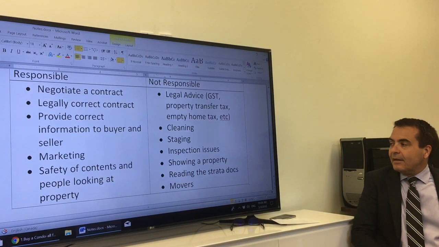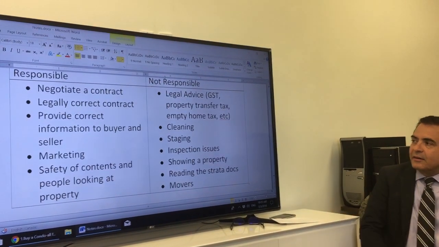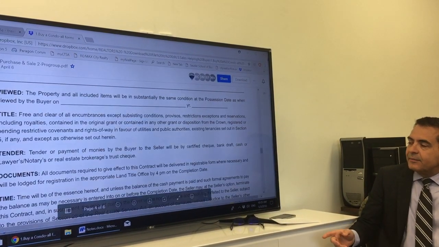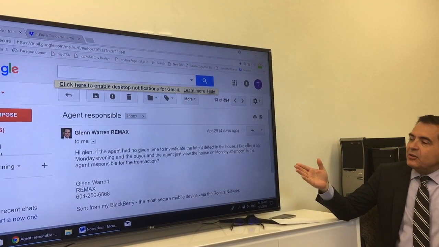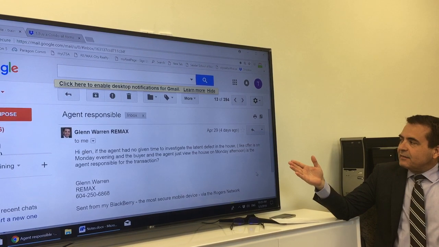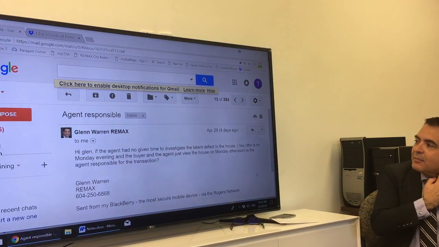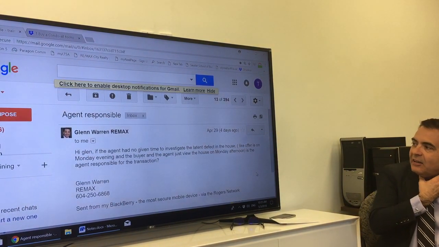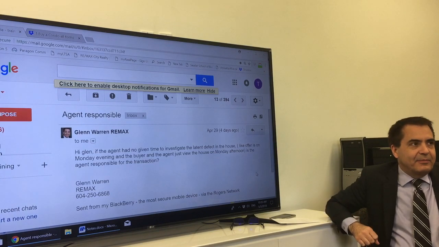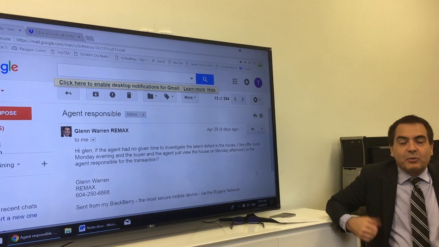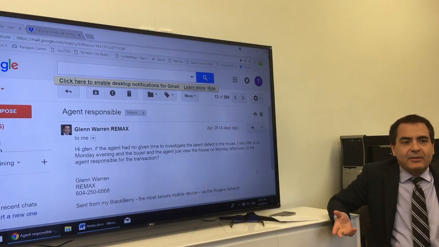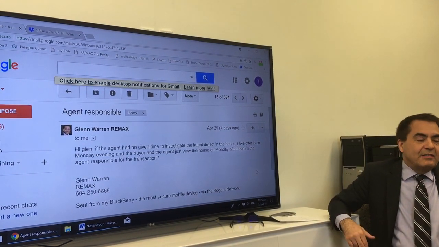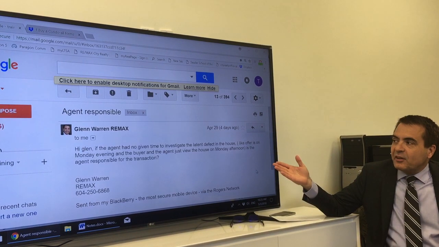So, that's what it is, so let's go to our contract, the emails. This is the first one. Glenn, if an agent had no time to investigate the defects in the house, offers on Monday evening, the buyer and the agent view the house Monday afternoon, is the agent responsible for the transaction? In other words, it was a rush transaction. They see the property, a couple hours later they do the offer. Because it was a rush transaction, is the agent still responsible for the transaction?